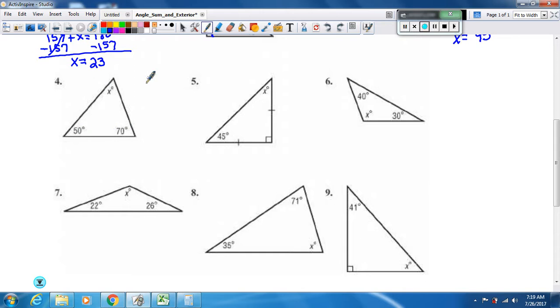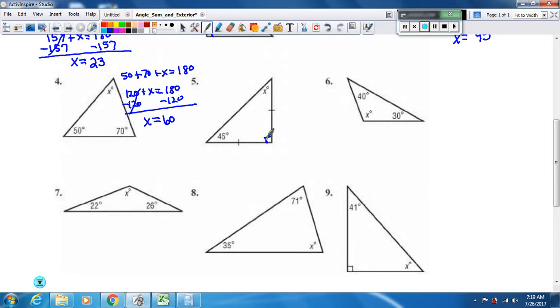Okay, number 4, 50, 70, and x. So 50 plus 70 plus x equals 180 because it's a triangle. 50 plus 70 is 120. Subtract out 120 from both sides. 180 take away 120 is 60. So x equals 60.